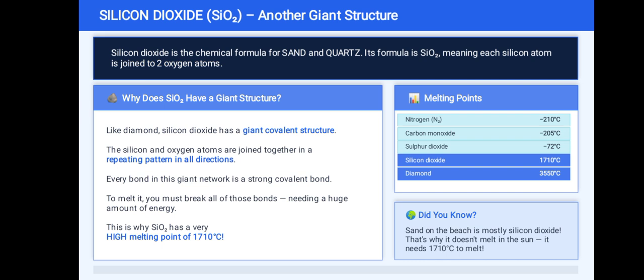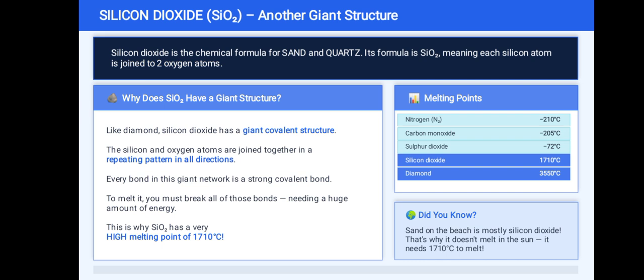That's because the sun does not produce nearly enough heat to reach 1710 degrees Celsius. Look at the mini table on this slide. Nitrogen at minus 210 degrees Celsius and sulfur dioxide at minus 72 degrees Celsius have low melting points.